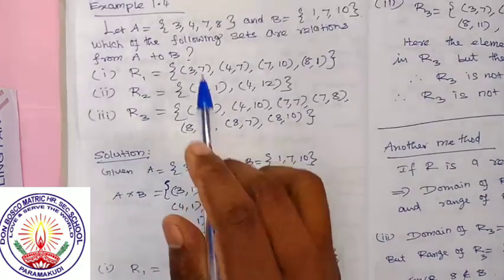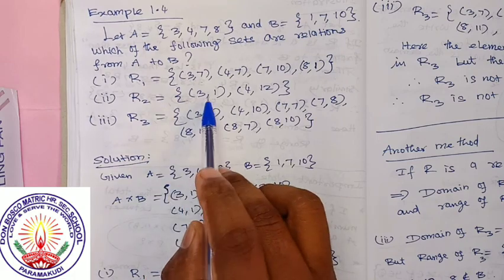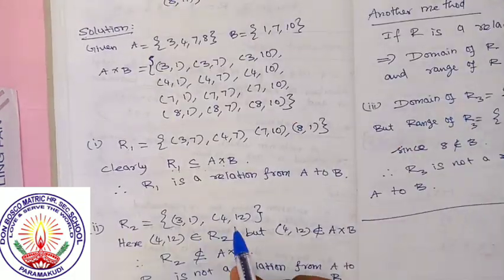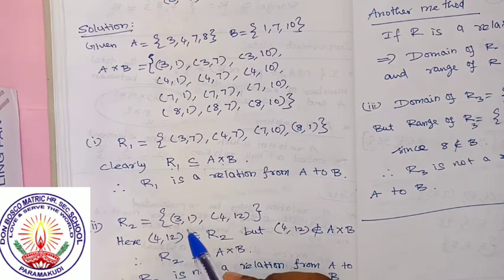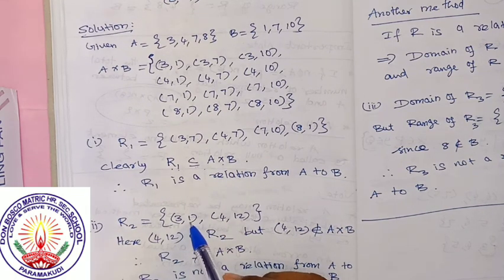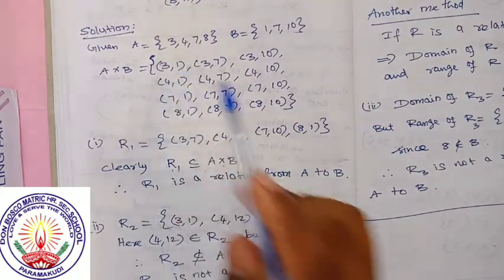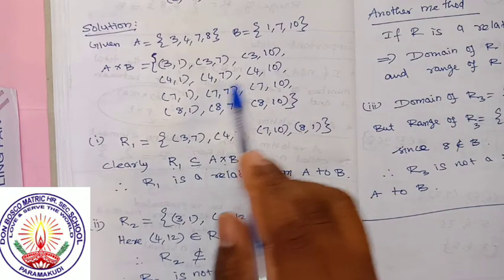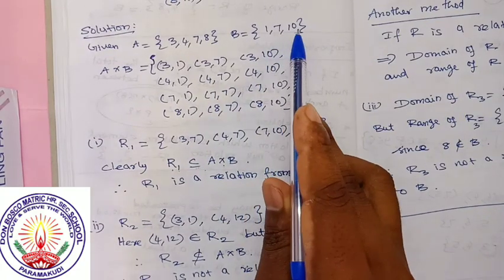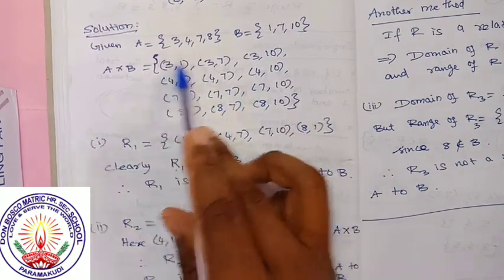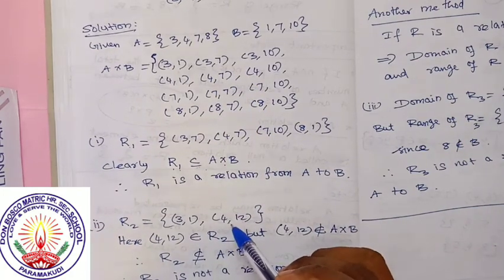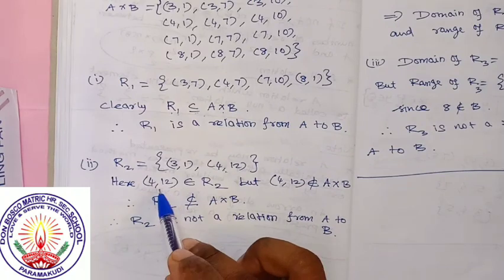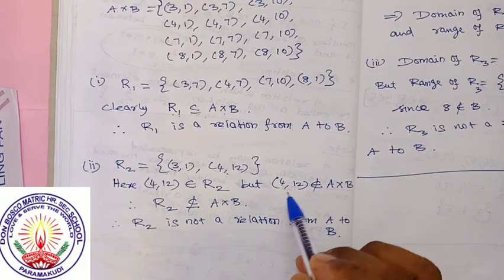Question number 2. R2 = {(3, 1), (4, 12)}. Look at the element (3, 1). (3, 1) is also in the Cartesian product. But the element (4, 12), here there is no element ending with 12, because in the codomain there is no 12. Therefore, (4, 12) is not in A cross B. This (4, 12) belongs to R2 but is not an element of A cross B.